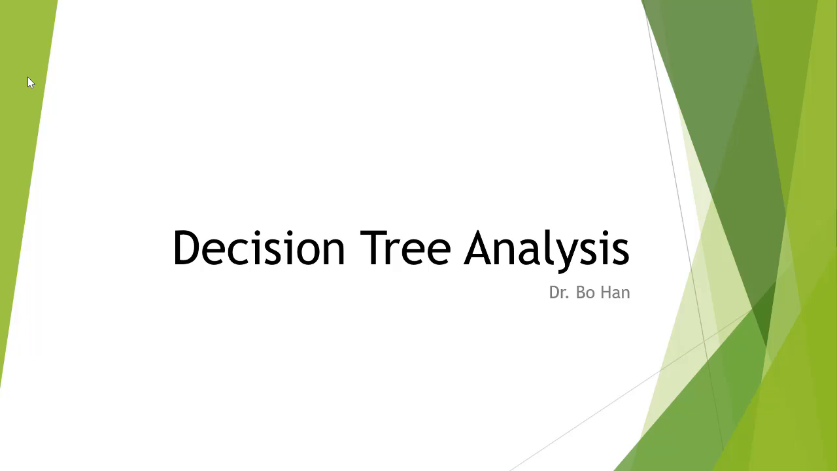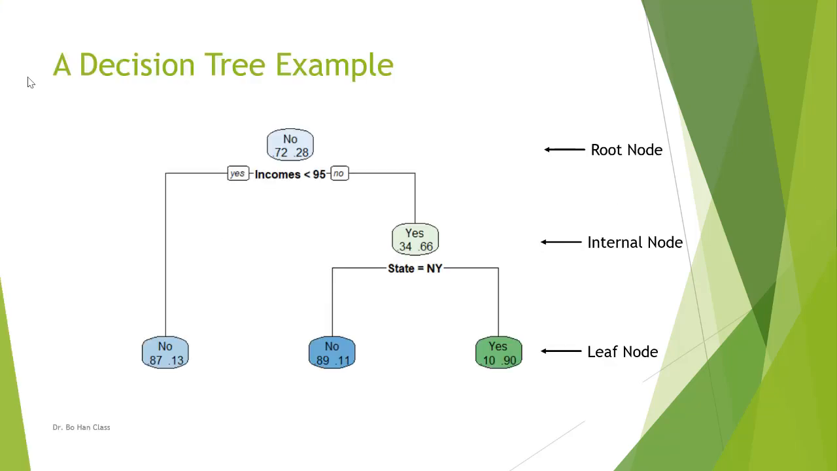Let's talk about the decision tree analysis in this video. This chart shows everyone an example of a decision tree. We have a lot of bubbles in this chart, and the bubbles resemble an upside down tree shape. That's why we call this analysis decision tree analysis.